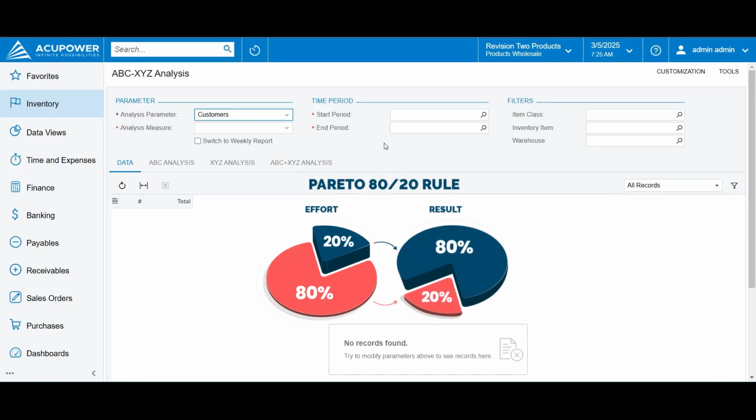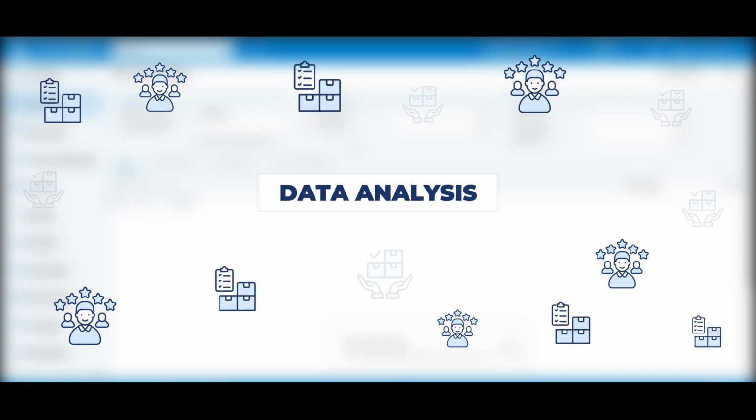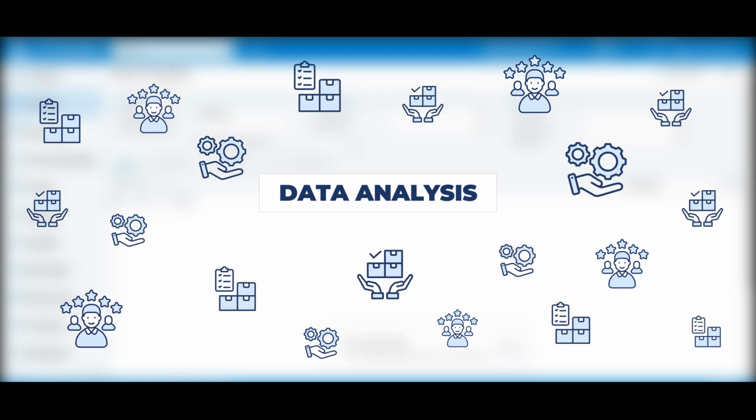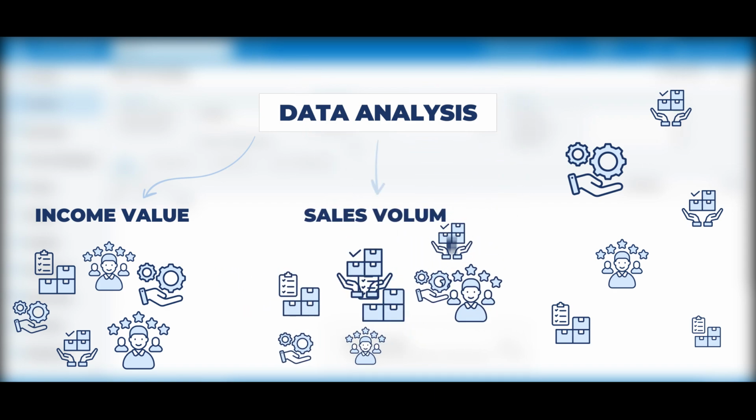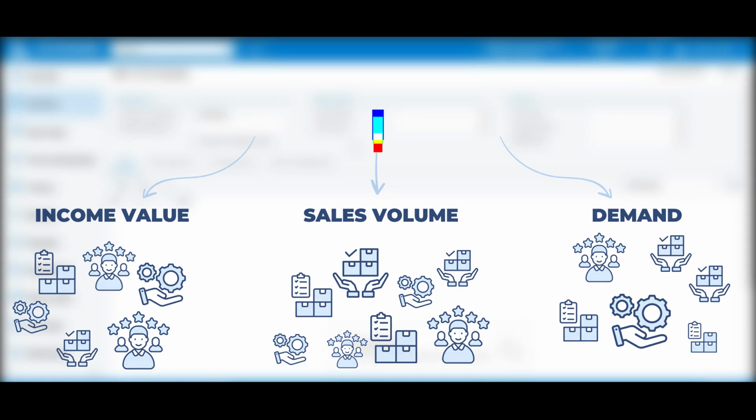The same works for vendors, product services, and sometimes for warehouses and so on. Percentages 20 to 80 can be corrected due to the specifics of products, prices, or selling strategies. Data analysis project serves a better classification of customers, inventory items, products, services by income value, sometimes by sales volume, demand, or other criteria. It allows you to define what customers, products, services bring the company most value.